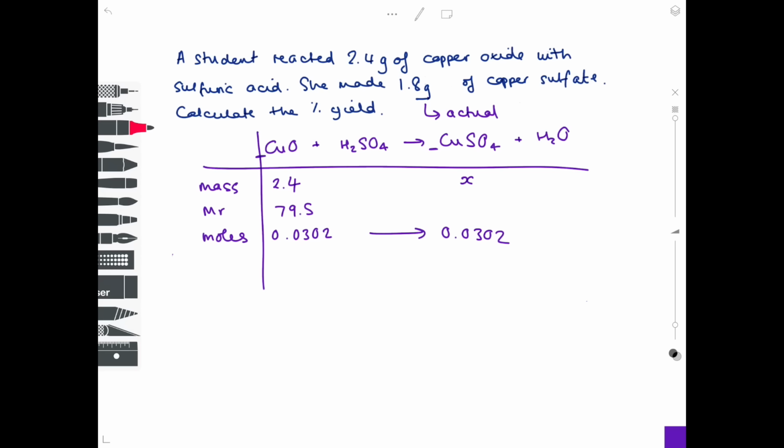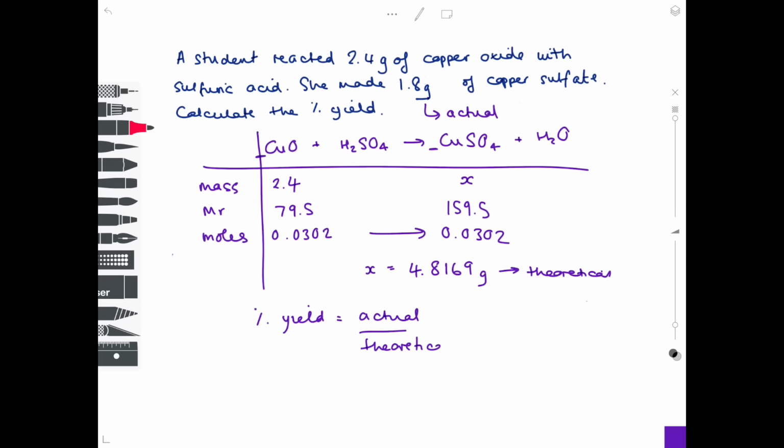Now work out the Mr of copper sulfate, so you want to do 63.5 plus 32 plus 4 times 16. So that gives us an Mr which is 159.5, and then we work out X by doing 159.5 times by 0.0302 to get 4.8169 grams. And now we can just substitute that into our percentage yield equation because that is the theoretical yield. So percentage yield is given by actual yield over theoretical times by 100 because we're looking for a percent. So actual was 1.8, theoretical was 4.8169, times that by 100, and we get a value which is 37%.